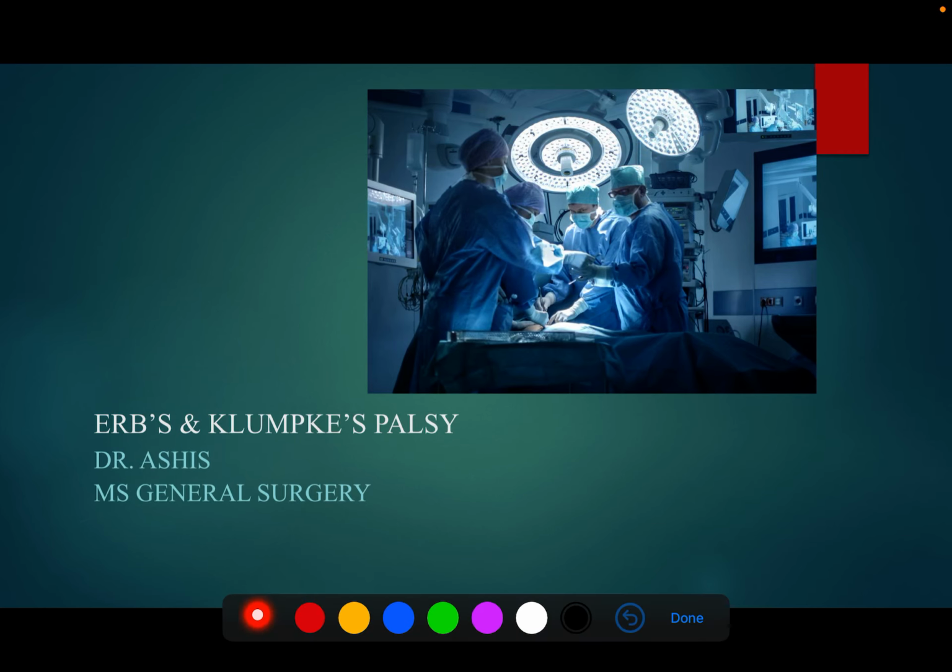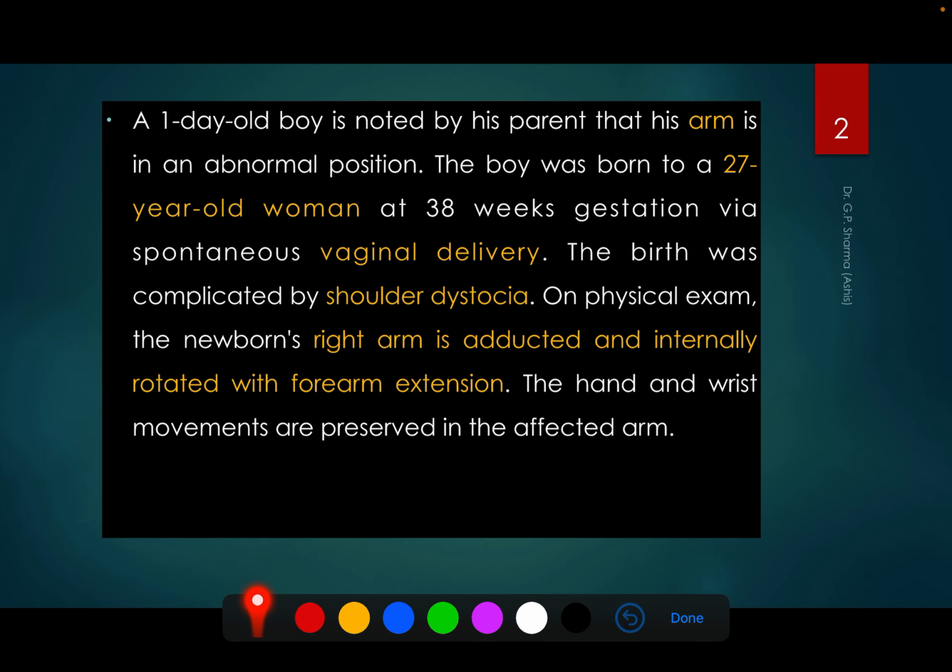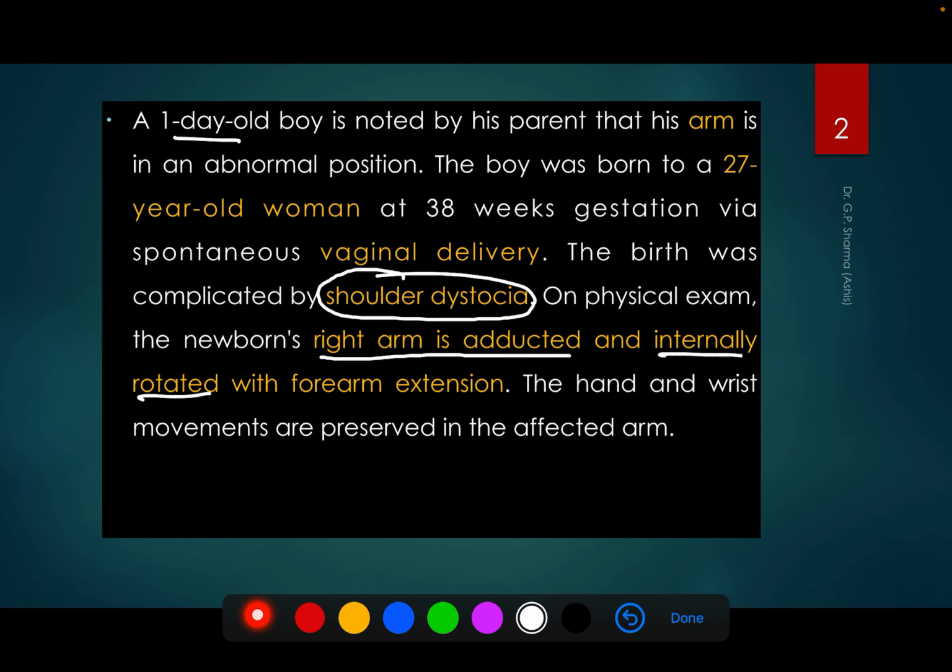My dear students, today we're going to discuss Erb palsy and Klumpke's palsy, the brachial plexus injuries. Let's see this question here. In this question, we have a 1-day-old baby, born by normal delivery with shoulder dystocia. The presentation is that the right arm is adducted and internally rotated with forearm extension, right?